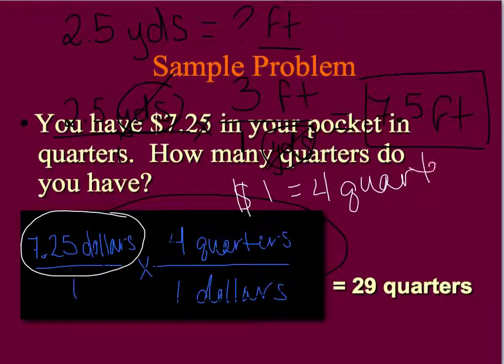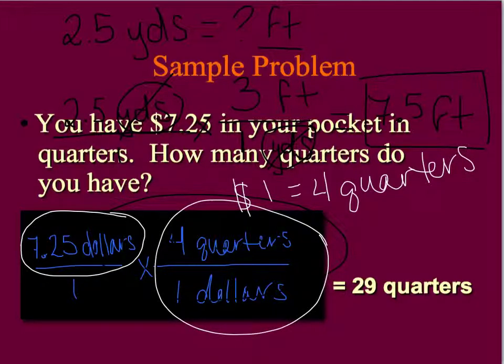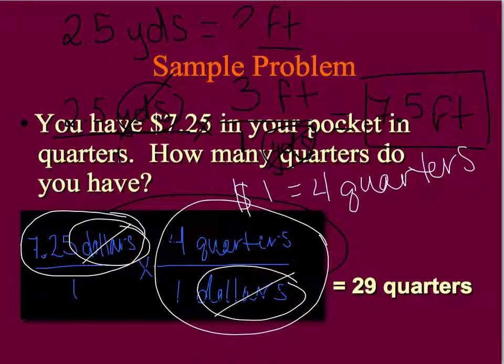So out of that relationship, this conversion factor can be made. Remember, you put dollars on the bottom because the unit here on the bottom has to cancel out with the unit for your given. So you need 1 on top and 1 on bottom for them to cancel. So your $1 goes on bottom, your 4 quarters goes on top, and now that you're at quarters, which is what you want for your answer, you just multiply the tops and divide by the bottom. So 7.25 times 4 divided by 1 gives you 29 quarters.